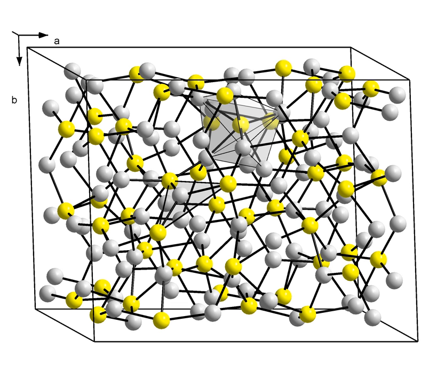Structure. There are two forms of Cu2S: a low-temperature monoclinic form, low chalcocite, which has a complex structure with 96 copper atoms in the unit cell, and a hexagonal form stable above 104 degrees Celsius.